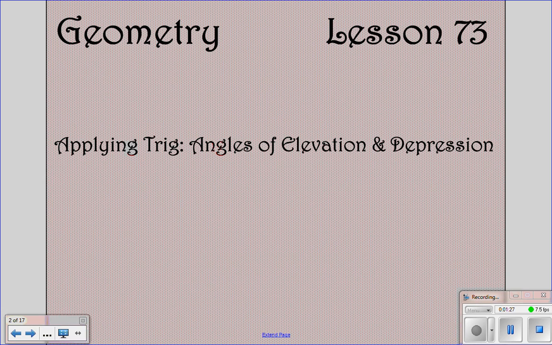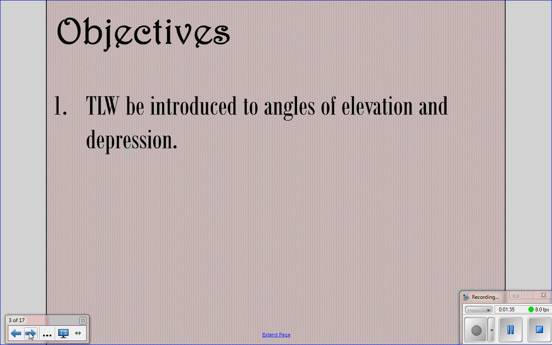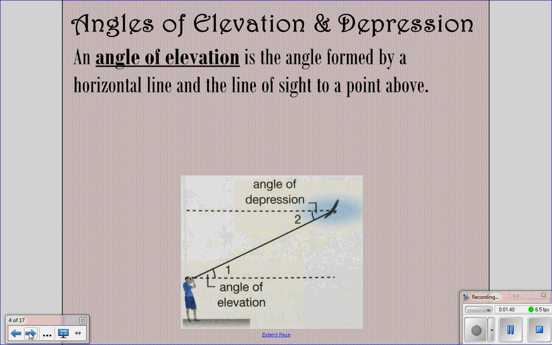So today we're looking at lesson 73, applying trig, angles of elevation and depression. So hopefully you'll understand your angles of elevation and depression after this lesson. An angle of elevation is the angle formed by a horizontal line and the line of sight to a point above. So if you look at your picture, you have your horizontal line here, and then he takes his eyes and he elevates, he looks up, and this is the angle of elevation right here.